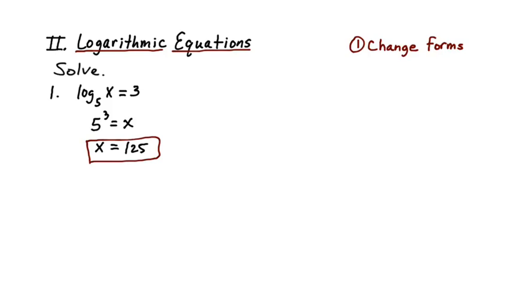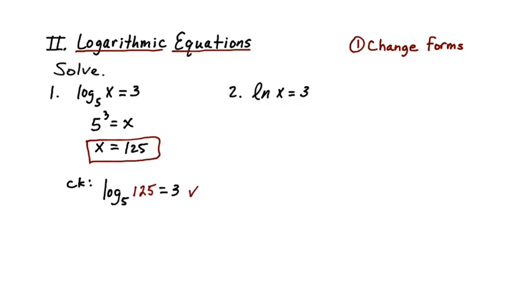And I would remind you to always check your answers, especially with exponential and logarithmic equations. It's pretty easy to do. So here, let's go ahead and replace the x with 125. And again, we said 5 cubed is 125, and of course that's true. And so this one does check. All right, let's move on to the next problem.